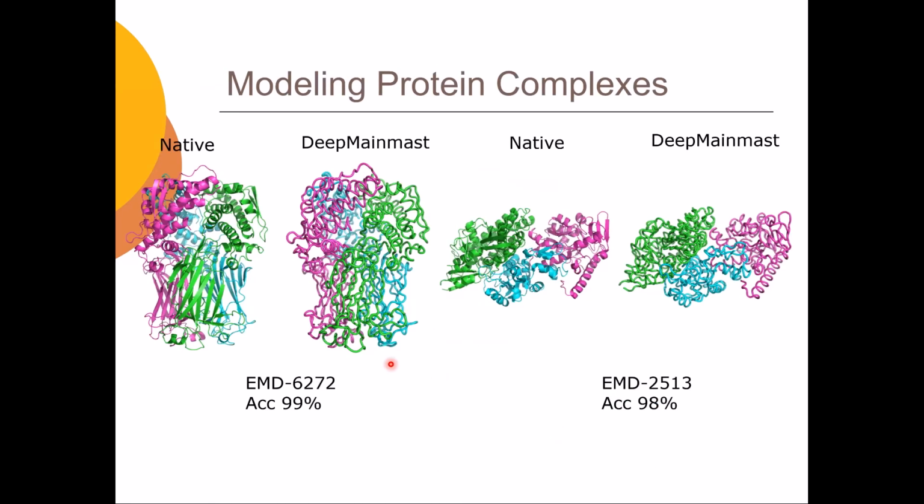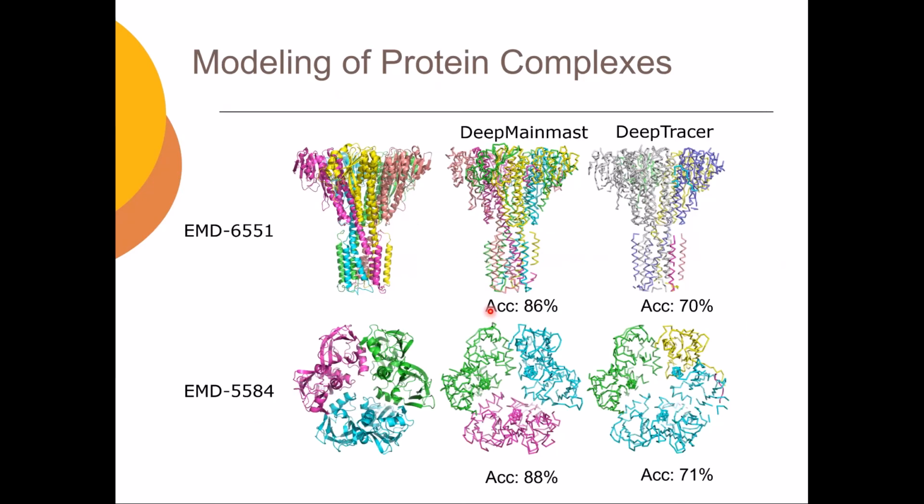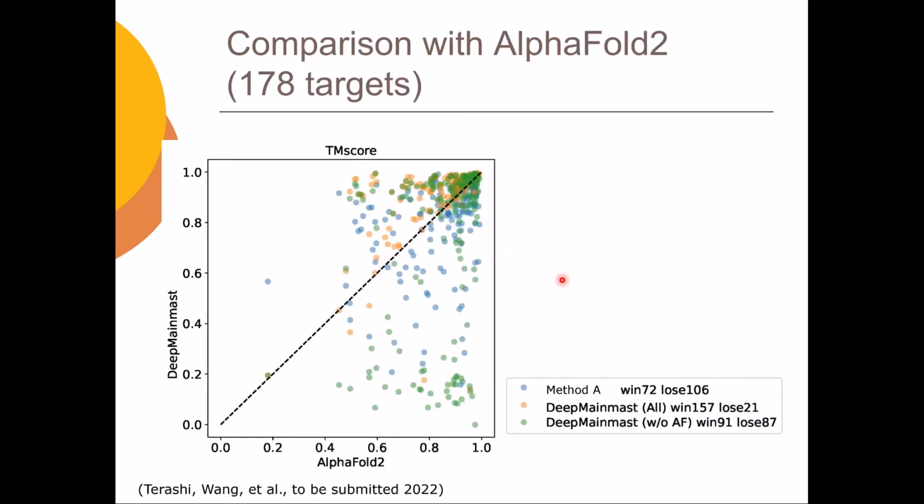This is similar. The Deep MainMast method can also do multi-chain modeling. Residue assignment is very high for these two examples, and then this is for two other examples. Now, I think this is the last slide.